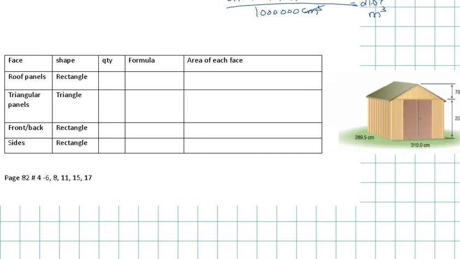Now, what's the formula for a rectangle? Length times the width, right? So it's this times this. I know the length, correct? Which is 289.5. Do I know the width? No. So I need to find that first.